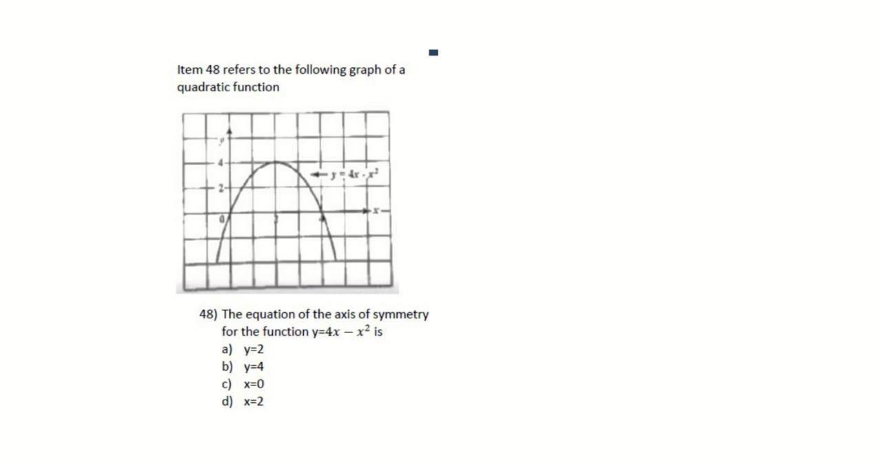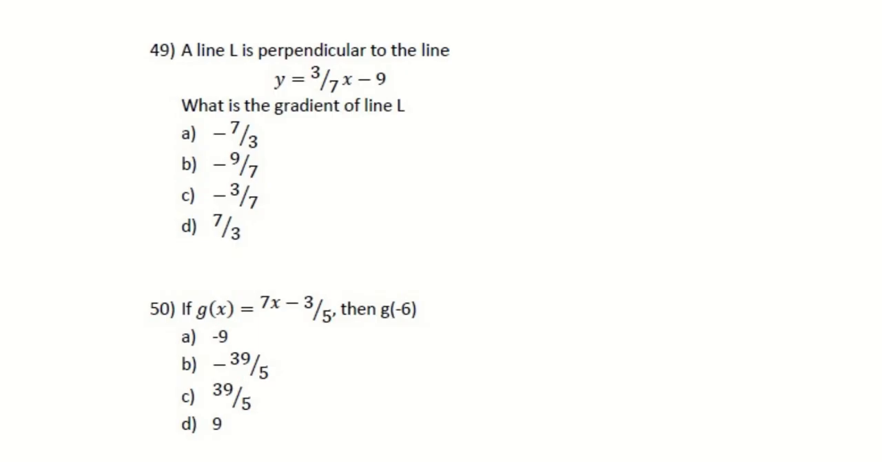Item 28 refers to the following quadratic. This is a repeated question. The equation of the axis of symmetry for the function that is this right here is x equals 2. So the answer is D. We did a similar question to this, I should say.